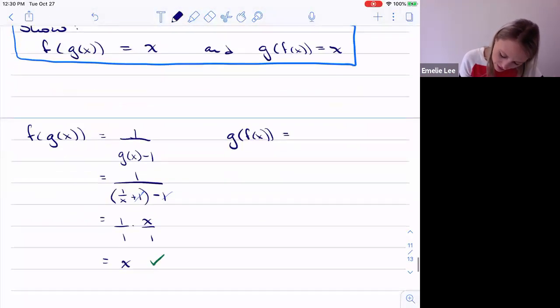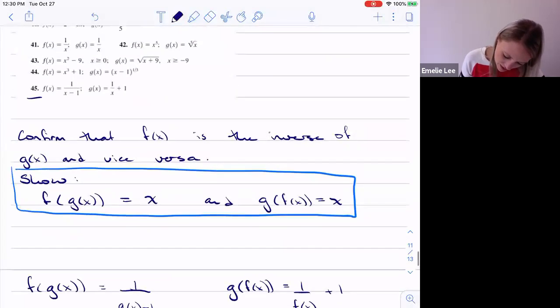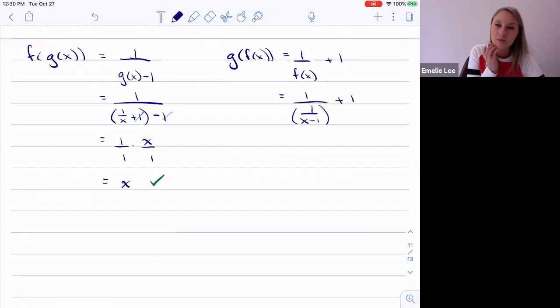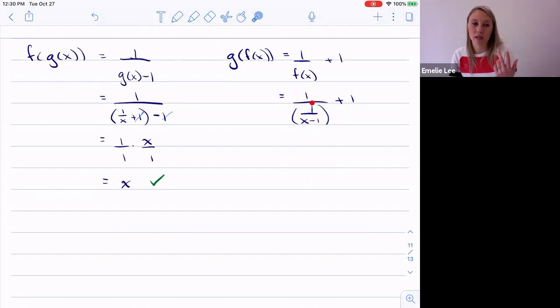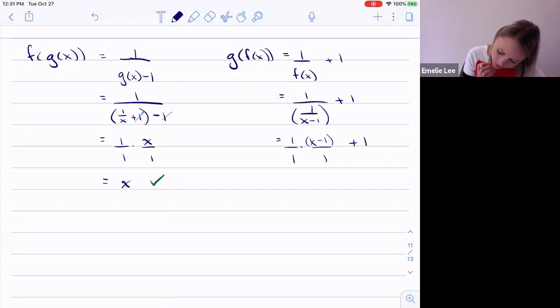g of x is 1 over x plus 1, so 1 over f of x, then plus 1. f of x is 1 over x minus 1, so 1 over x minus 1, and then plus 1. Careful here, you have to have a common denominator before you can add this thing over here. What I'm going to do is simplify this a little bit because it's a fraction over a fraction, so I can simplify that. So I get 1 over 1 times x minus 1 over 1, and then plus 1.